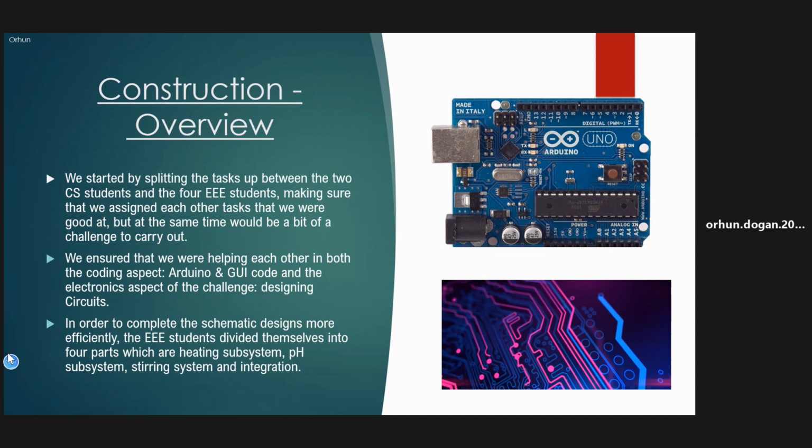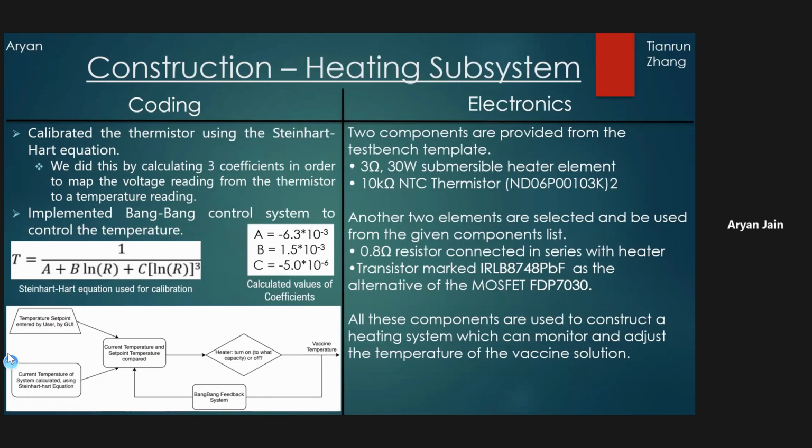In our design, we will take the voltage reading from the thermistor and work out the resistance of the thermistor. During our research, we found that we could calibrate using the Steinhart-Hart equation, which is shown here. In order to be able to map a voltage reading to a temperature, we had to calculate three coefficients, which are shown here. Once this temperature reading has been calculated and the user has entered the temperature set point, the two values are compared, and we use a bang-bang control system to control this.